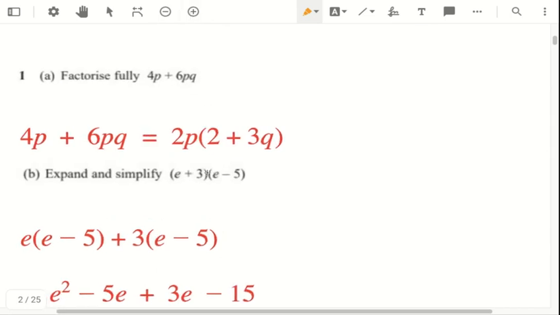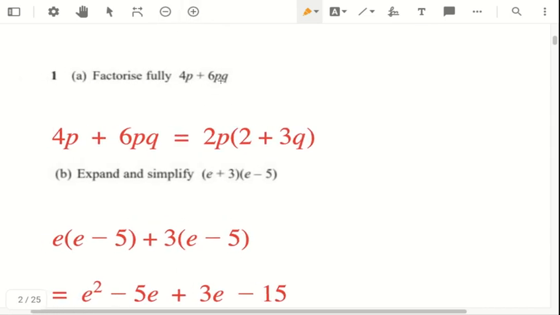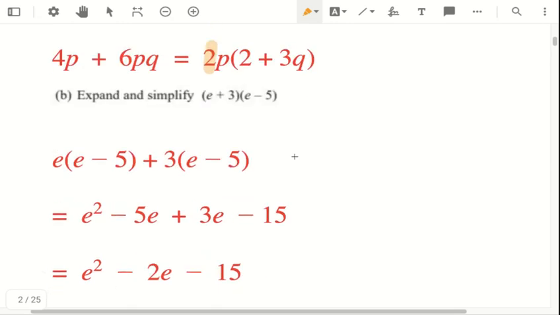Right, first question is to factorize 4p plus 6pq. So it means that we need to take out the common factors. From this, we can see that p is the common factor here. And then between 4 and 6, the highest common factor is 2. So I'll take out 2 as well. So we are left with 2p brackets 2 plus 3q.